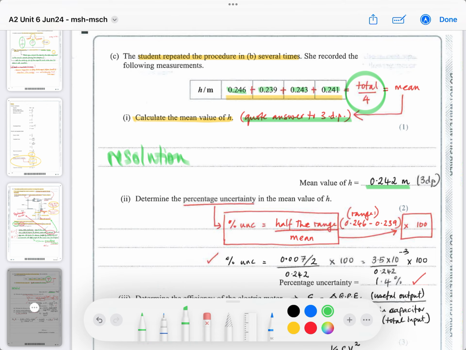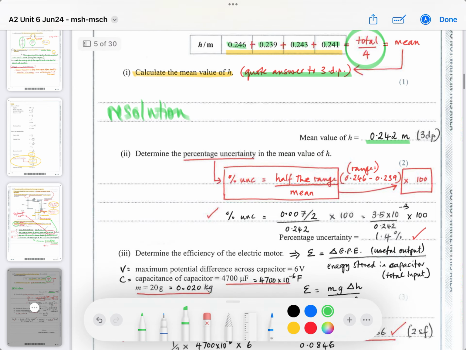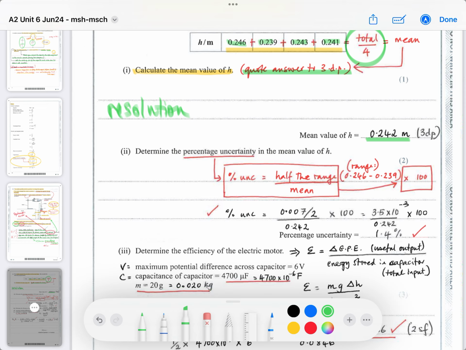Yeah, and they might ask it in the next bit. In another part of the exam, resolution is the smallest measure that you can make with that instrument. They then go on to ask you to determine the percentage uncertainty in the mean value that you calculated. Now the percentage uncertainty when you've got a range of data is half the range, divided by the mean and multiplied by 100. I nearly forgot to multiply by 100 because they're asking for percentage uncertainty.